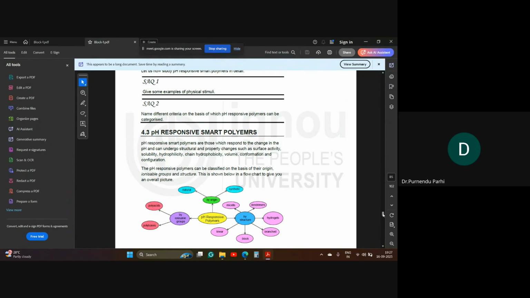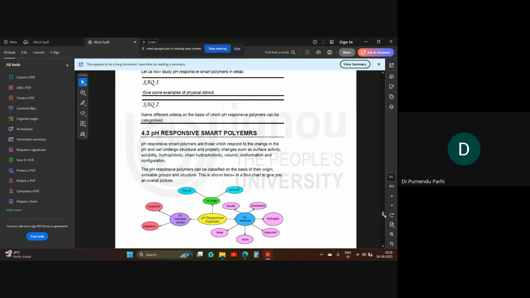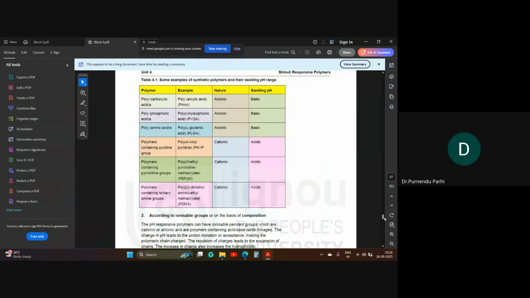By origin, pH responsive polymers can be natural polymers or synthetic polymers. By ionizing groups, they can be polyacids or polybases. So pH responsive polymer means acid groups or base groups are present, so it will be polyacid or polybase. Then by structure, the pH responsive polymers can be hydrogel, branched, dendrimers, micelles, linear chain, or block. So these are different kinds of pH responsive polymers.